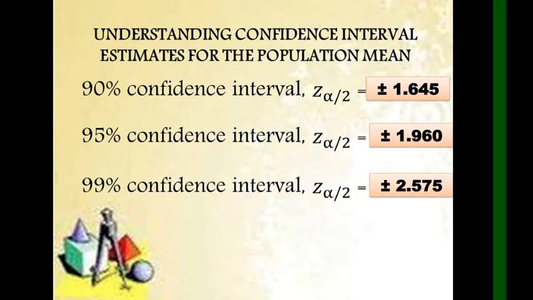So we will use the following confidence intervals in solving the margin of error. We will use 90% confidence interval, which is equivalent to positive negative 1.645. Then we have 95% confidence interval, which is positive negative 1.960. And 99% confidence interval, 2.575. So, gagamitin natin ito later on kapag tayo magsosolve na ng ating margin of error and confidence interval.